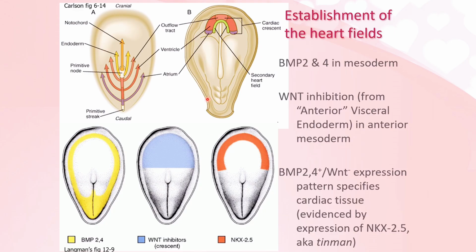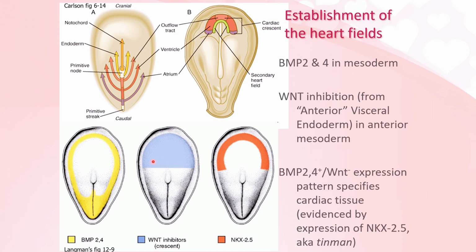Different factors are involved in the establishment of the heart field. So signals from the anterior cranial endoderm induce the heart forming region in the overlying splanchnic mesoderm, as a result of which BMP2 and BMP4 are secreted in the mesoderm.